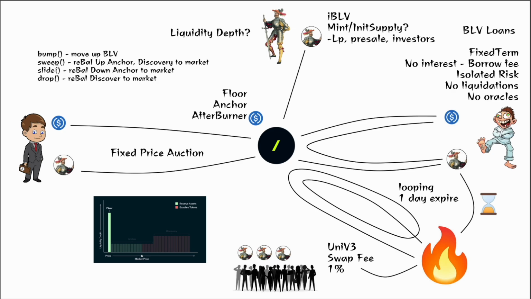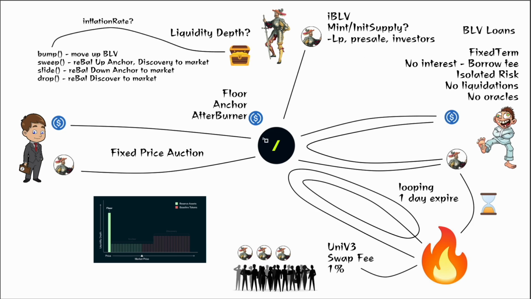Okay. There's another feature called sweep, which basically rebalances the anchor and the discovery to market. So if the market has moved a lot and it wants to shape it like this again and it's out of shape, then sweep can be called and it will rebalance this anchor and this discovery to create this shape somewhere over here or somewhere down here. Slide is to just rebalance the anchor down to the market, and drop is to pull the discovery down to market if it's gotten out of range. Now, the protocol will do all these by itself, but people can call them as well, okay?